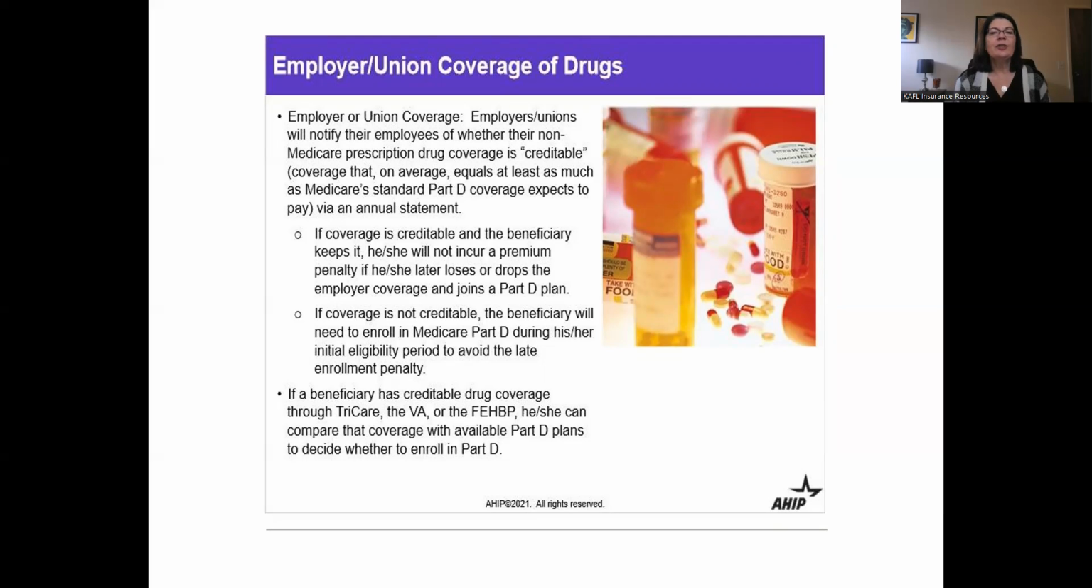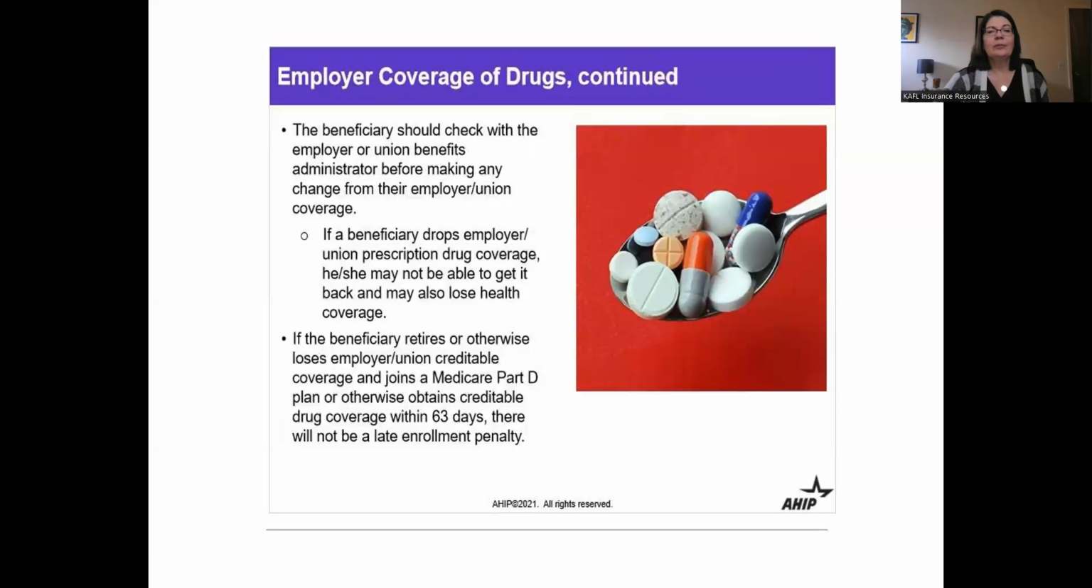So if the coverage isn't creditable, the person needs to enroll in a creditable plan to avoid that penalty. And then if somebody does have other creditable coverage, it's just a comparison. Am I going to save money by moving to this other plan? And again, that's something that I think is worth comparing annually, because formularies change.